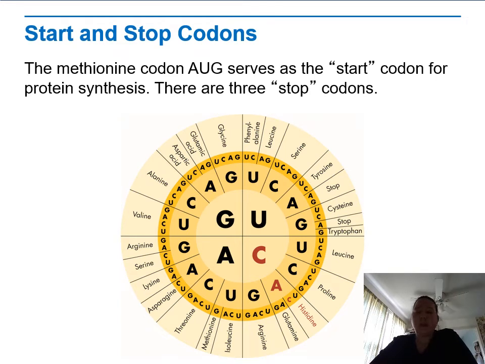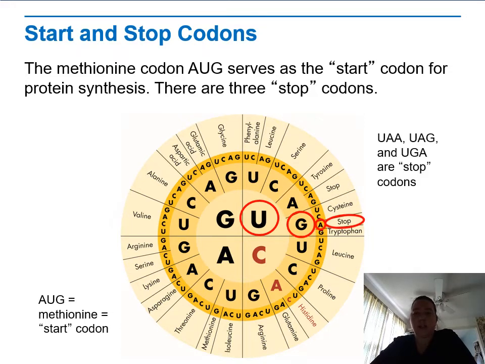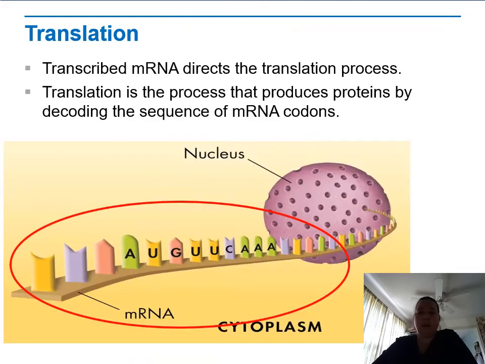There are some special codons that code for start and stop. Start is AUG, which codes for methionine, and then we have UAA, UAG, and UGA. Those are all stop codons. That basically means you've reached the end of the protein: stop, you're done.